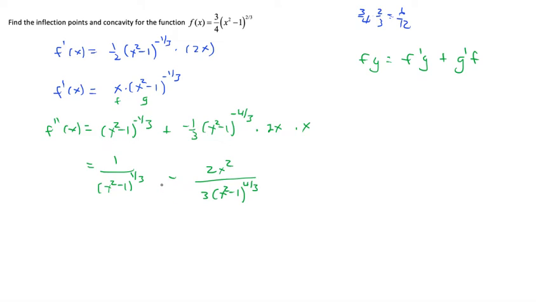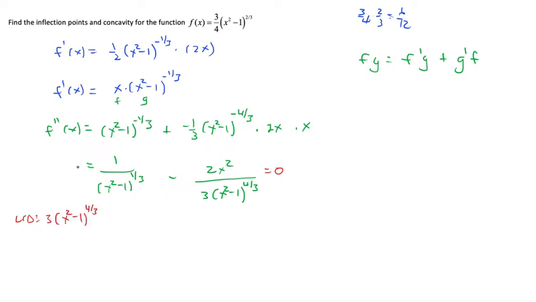Well, how are we going to find our critical numbers? In this case, what I'm going to do is get the LCD. Now, what you could do is maybe set this equal to 0, move this to one side, maybe cross multiply and get something there. But in this case, I want to get the LCD. The LCD is going to be 3 times (x squared minus 1) to the 4/3 power.